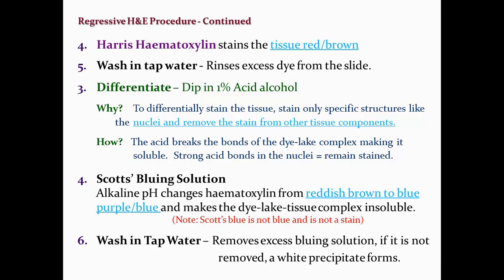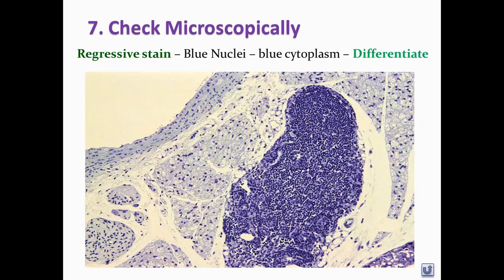Don't forget to wash in tap water to remove any excess bluing solution. If you don't do this, you'll end up with a white precipitate forming, or basically white dots in your tissue. You need to check under the microscope in the next step. Make sure you check to ensure that the nuclei are dark blue and the cytoplasm should be clear or slightly a little bit grey.